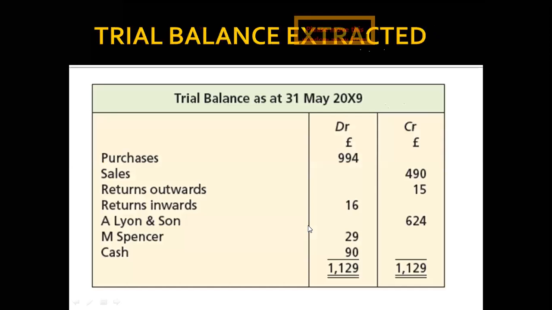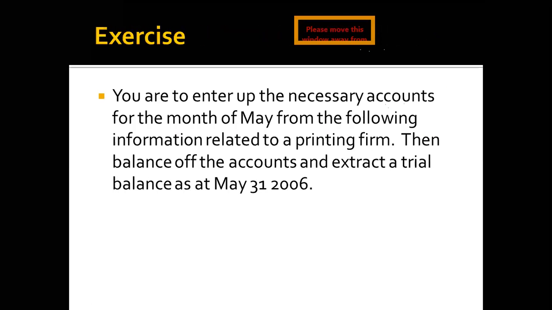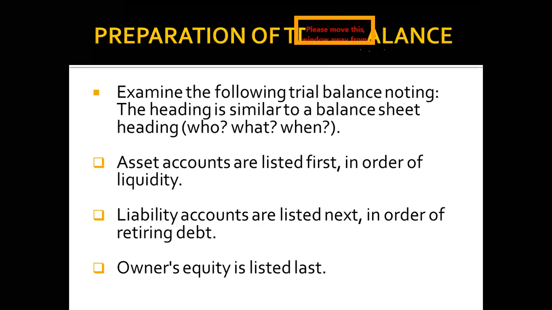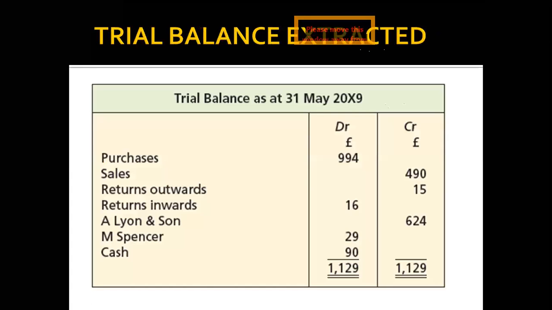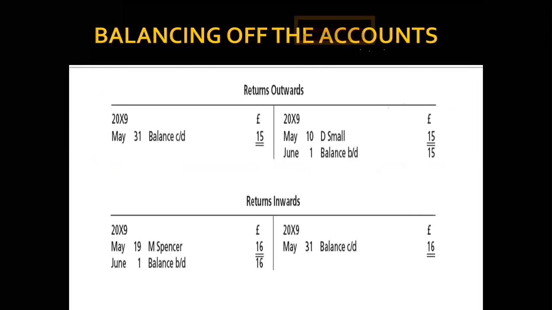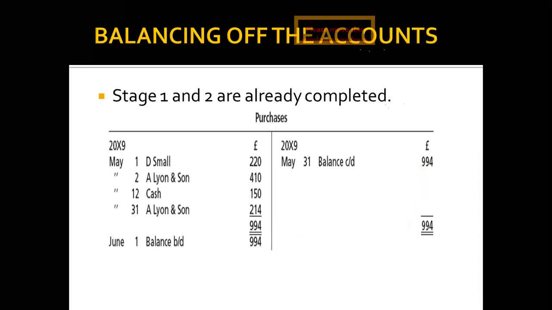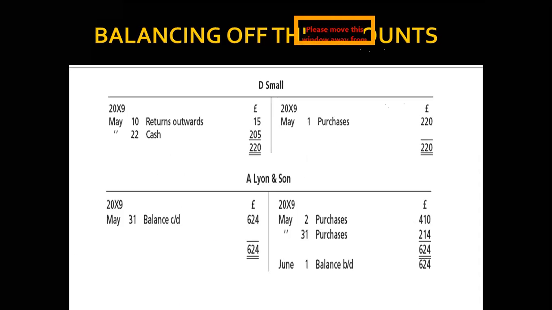Now, this trial balance is prepared from what we did a while ago. So first thing first, you have purchases first, which is 994. Why? Because purchases originally had a debit balance of 994. So you put in the title of the account, which is purchases, and you put in the amount on the debit side, right?